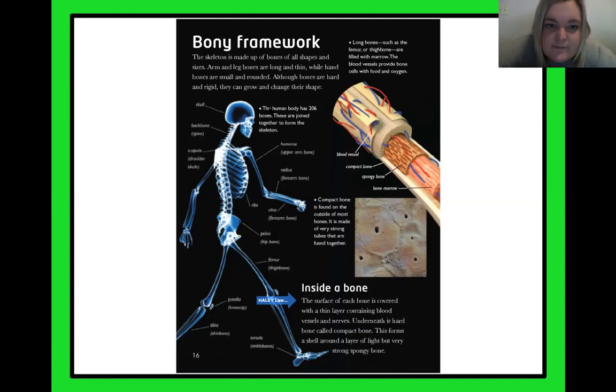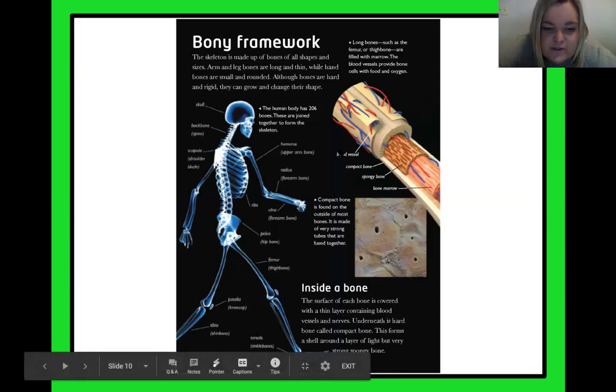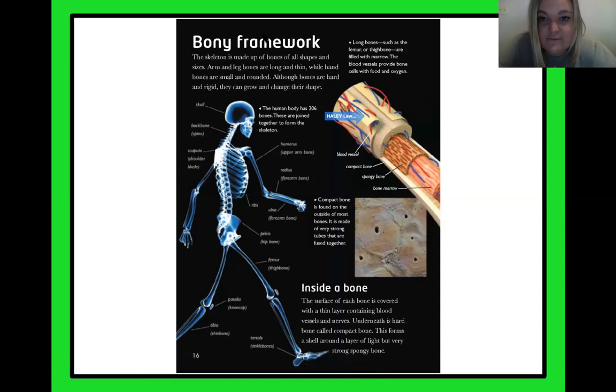So let's look at some of these captions. The human body has 206 bones. These are joined together to form the skeleton. So it gives you more details on what each bone is called, and you can look for that yourself. You can pause it and investigate. Long bones, such as the femur or thigh bone, are filled with marrow. The blood vessels provide bone cells with food and oxygen. Compact bone is found on the outside of most bones. It is made of very strong tubes that are fused together.